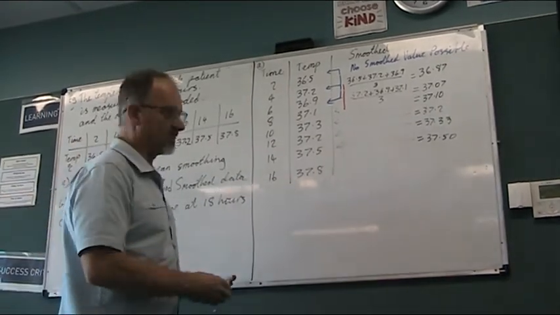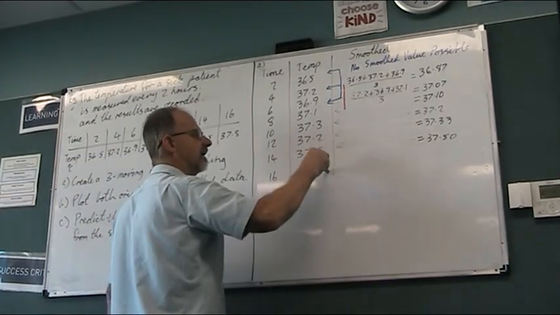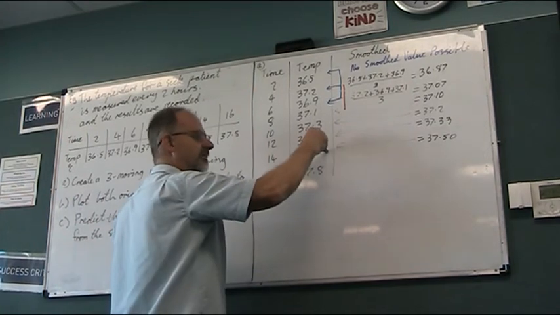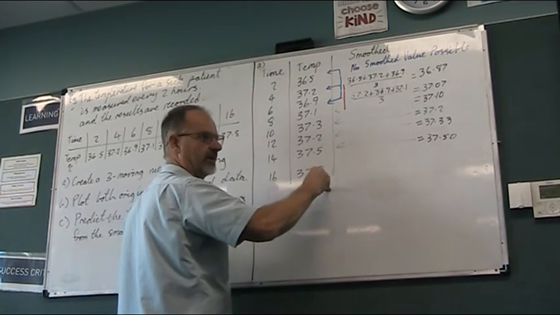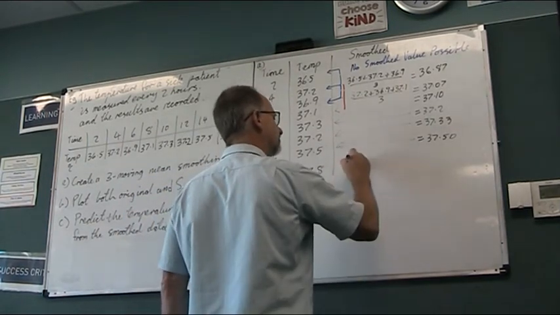And then the last one down the bottom here, if we wanted to find the average of this, we take the number above and the one below that we don't have, so no smooth value possible.